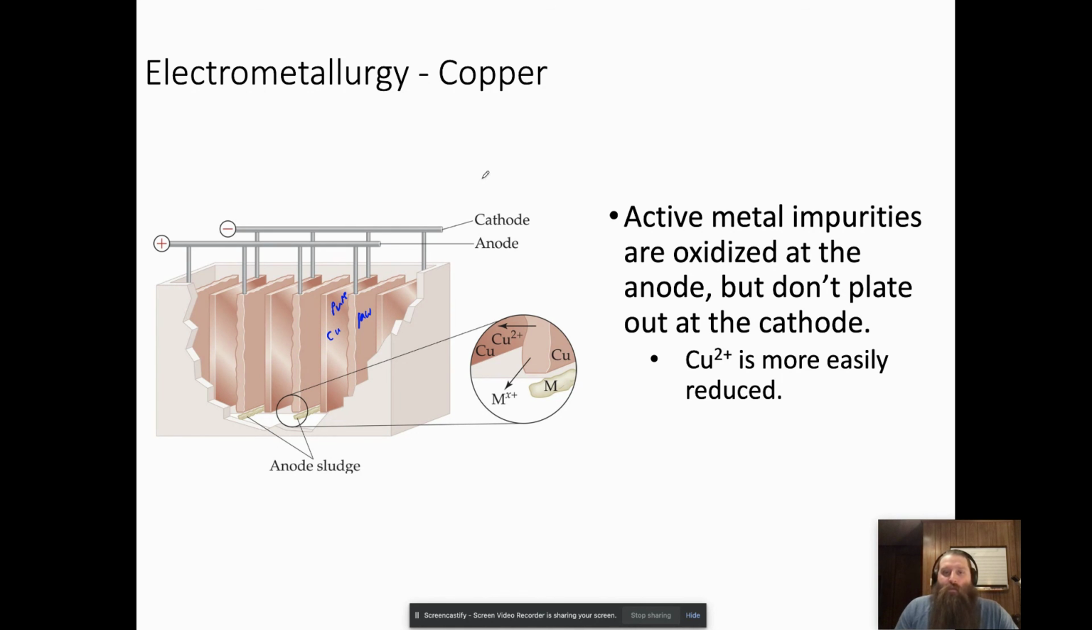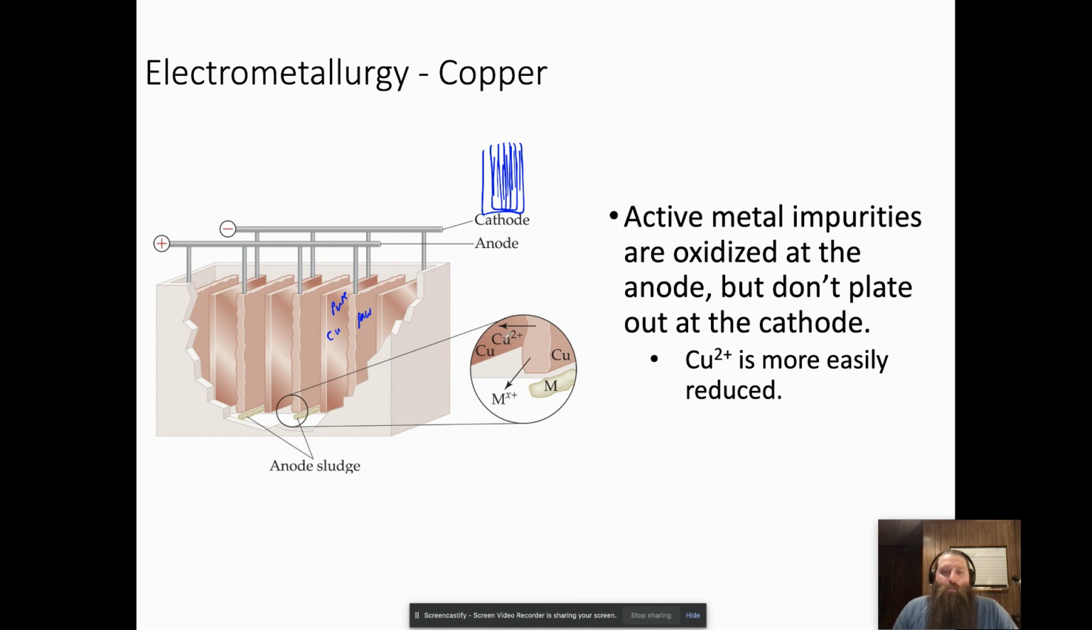So as this runs, the cathode is going to get bigger and bigger and bigger, right? So like we start with this really thin piece, and then as it runs, it gets a little bigger as more and more and more copper plates onto the outside. So by the end, when you draw it up out of there, you have these layers of copper that's just purified copper, okay?